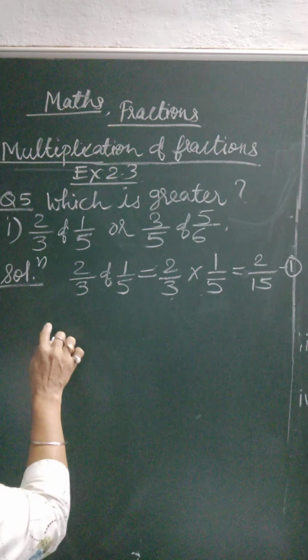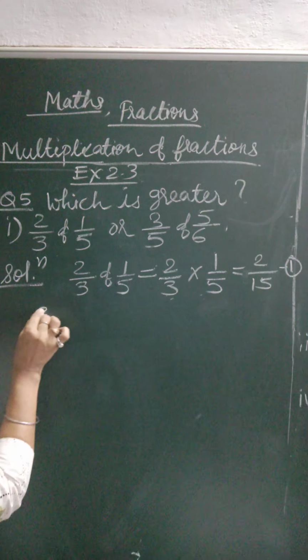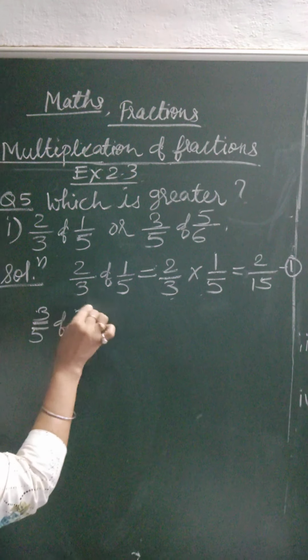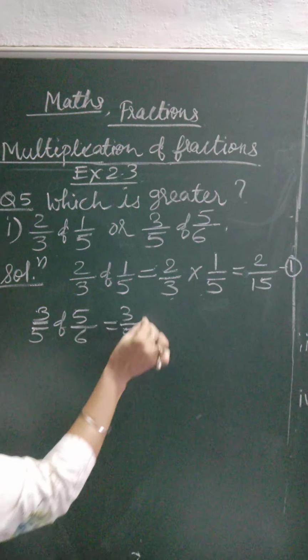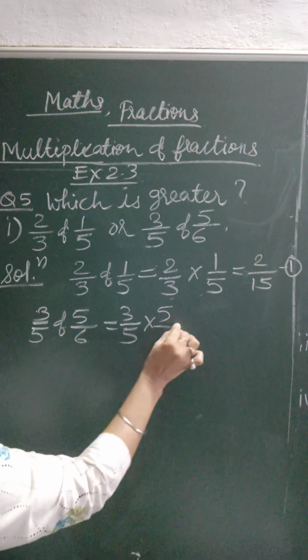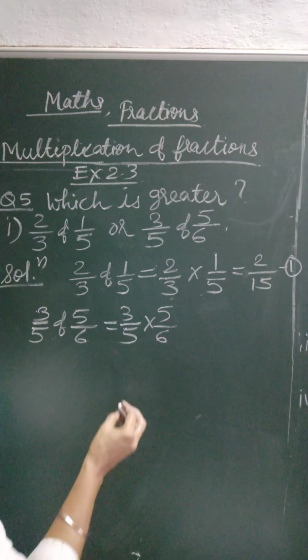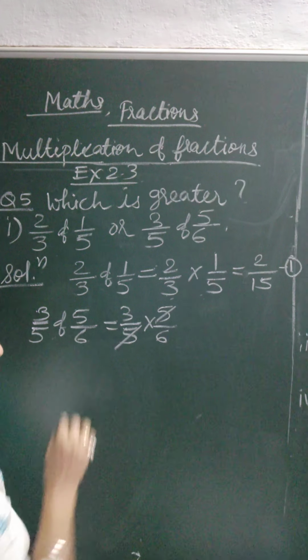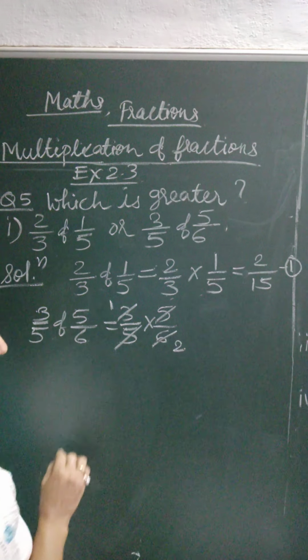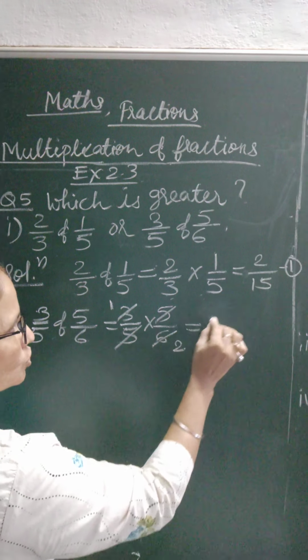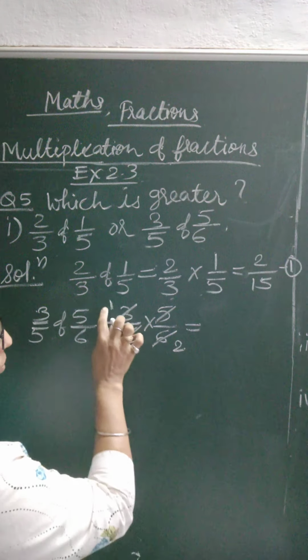Okay. Now let's solve this one. 3 by 5 of 5 by 6. Now simplify. 3 by 5 of, means multiplication, 5 by 6. Now simplify. As you can see, 5 and 5 get cancelled. This also gets cancelled. 3 ones are 3, 3 twos are 6. And now children, what are you getting here? 1 by 2. What are you getting here? 1 by 2.